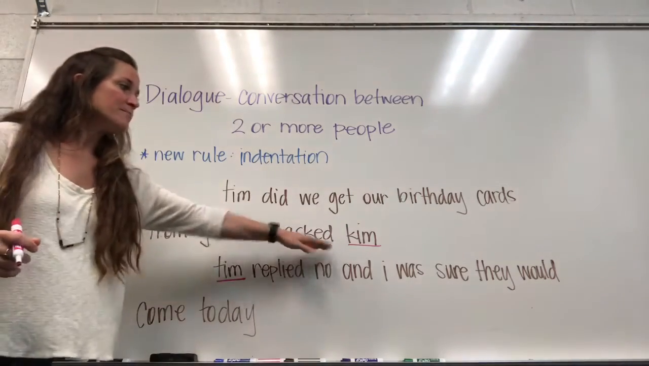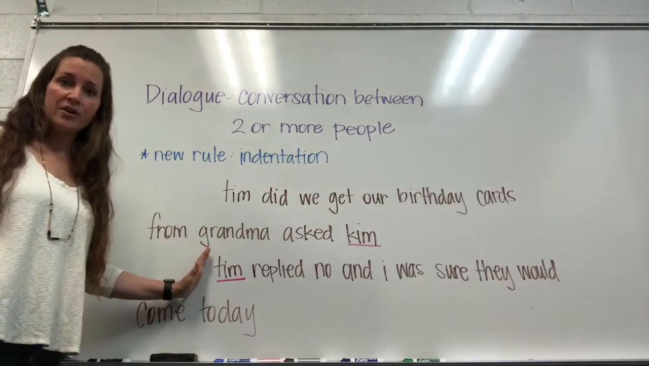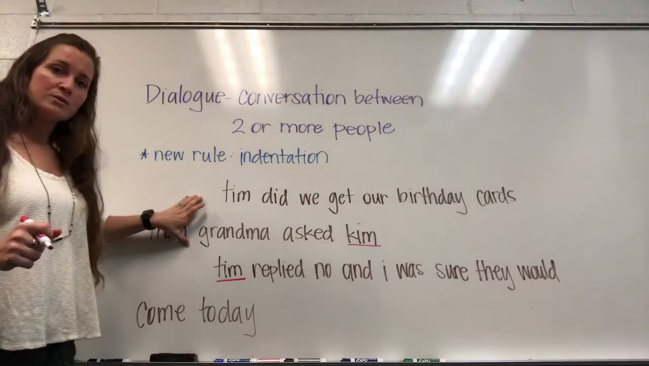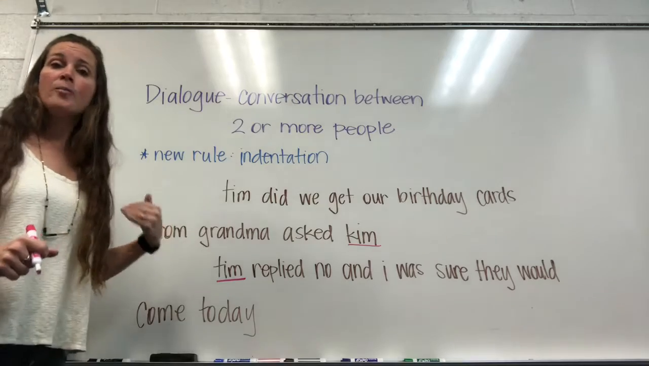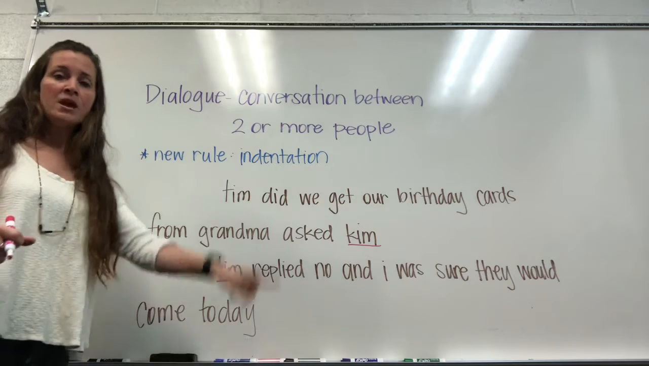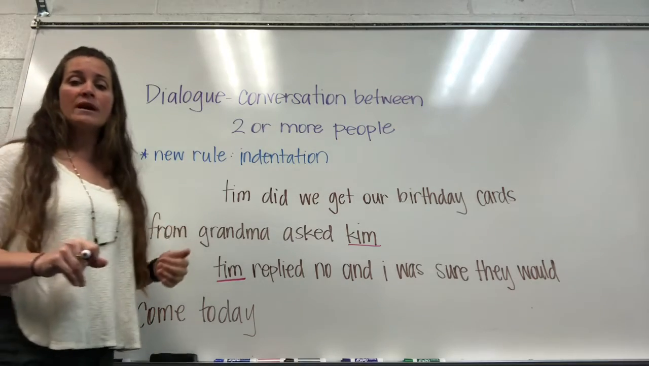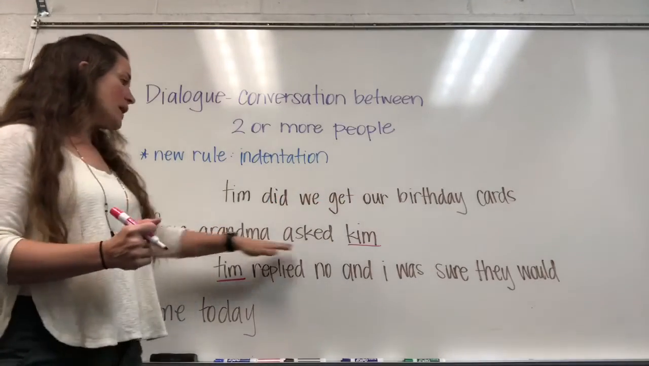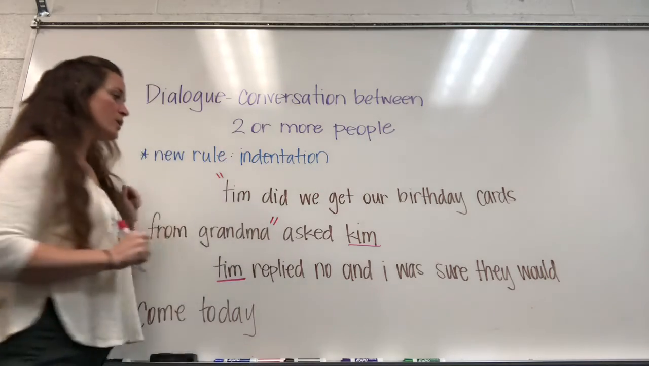So we have a quote from Kim and a quote from Tim. So notice that these are indented just as we would do with new paragraphs. Okay, so we have our indentation down. We can see now that this is one quotation from Kim and one quotation from Tim. So now we're going to go back to what we learned last lesson, and we are going to put in our correct punctuations. So remember, step 1 is to place quotation marks at the beginning and end of what is being said. Okay, Tim, did we get our birthday cards from Grandma? Asked Kim. So because this is our explanatory word, there is our quotations.